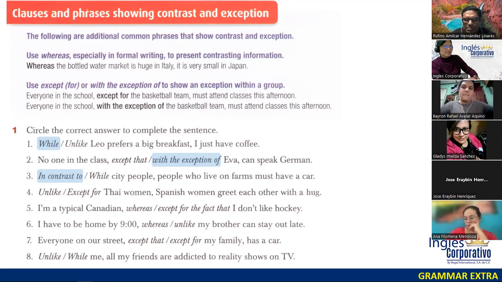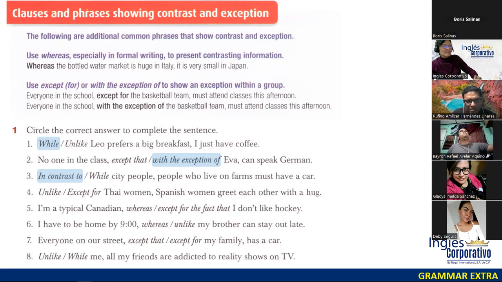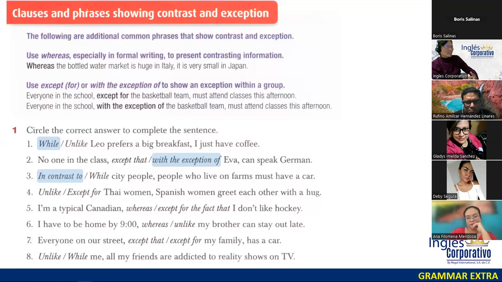What about number four? Number four, anyone? You're doing good. Boris, please. Unlike Thai women, Spanish women greet each other with a hug. Very good. Probably in Thailand they greet in a different way, but Spanish women greet each other with a hug. What about number five?